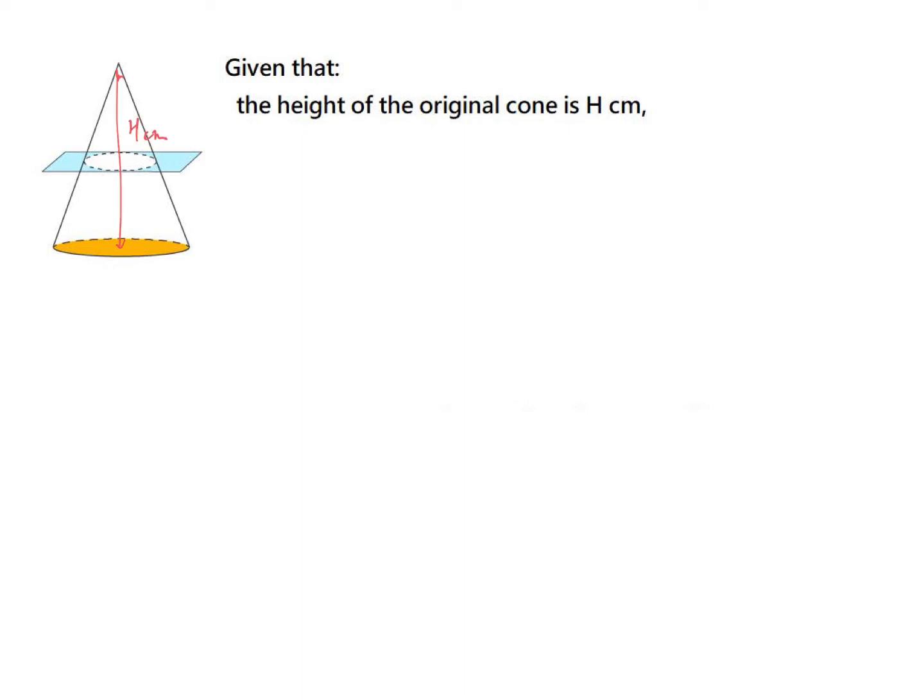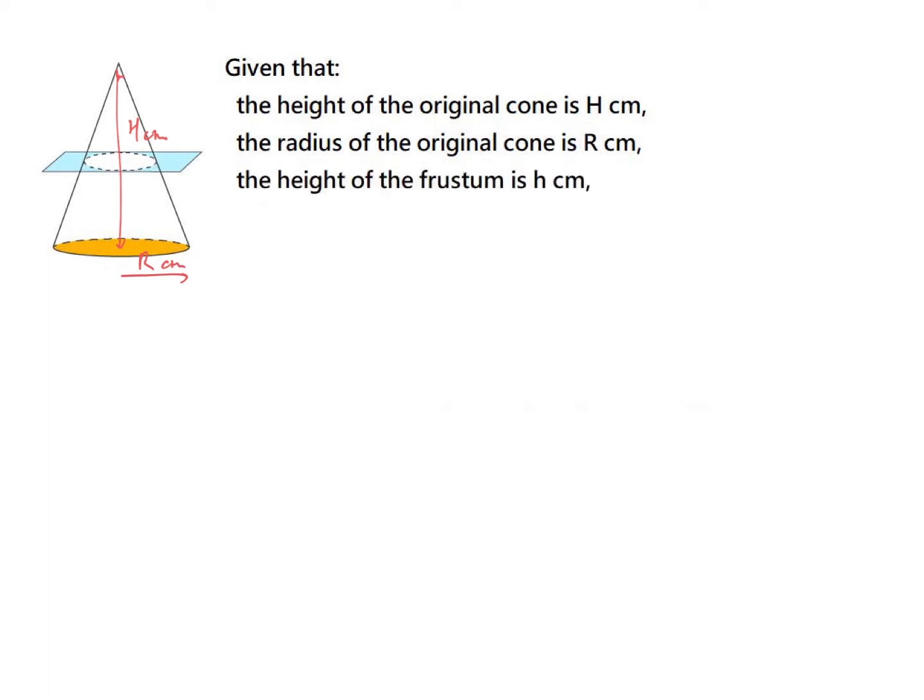And then, we are given the radius of the original cone, that is, the base radius here, is r cm. Finally, we're given that the height of the frustum is h cm. So this length, or this height, is h cm. With these, we are required to find the volume of the frustum.